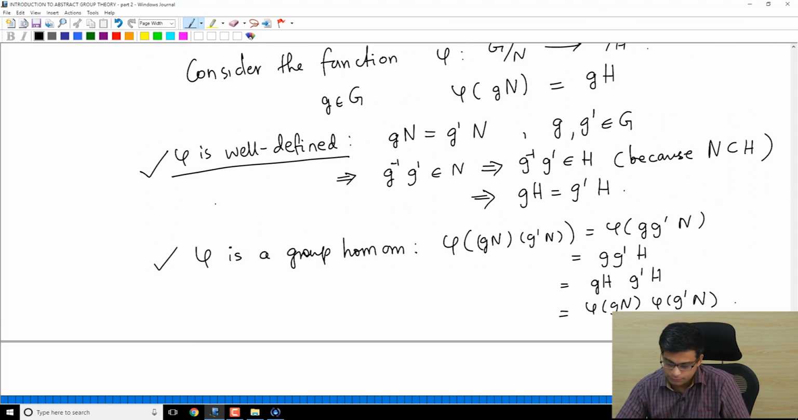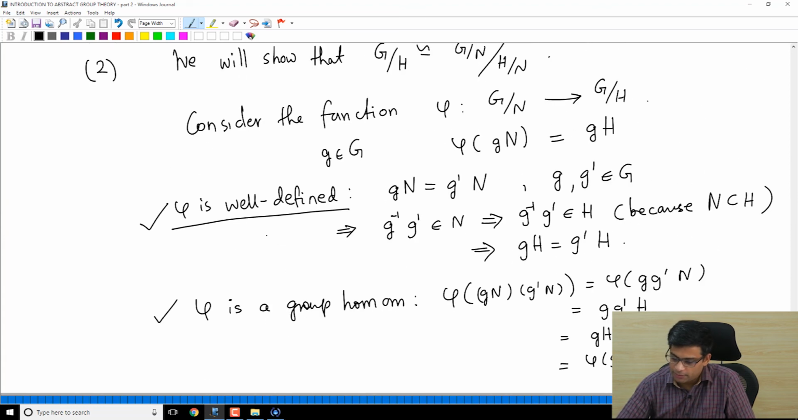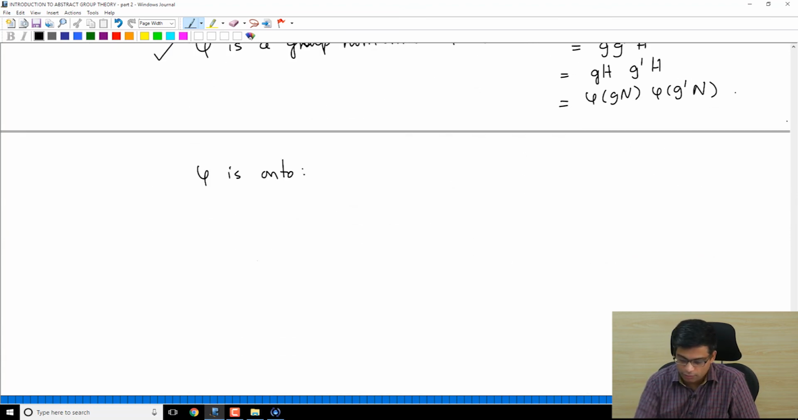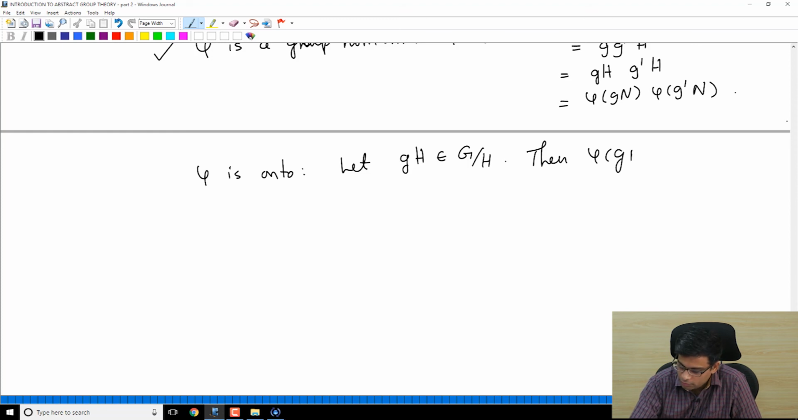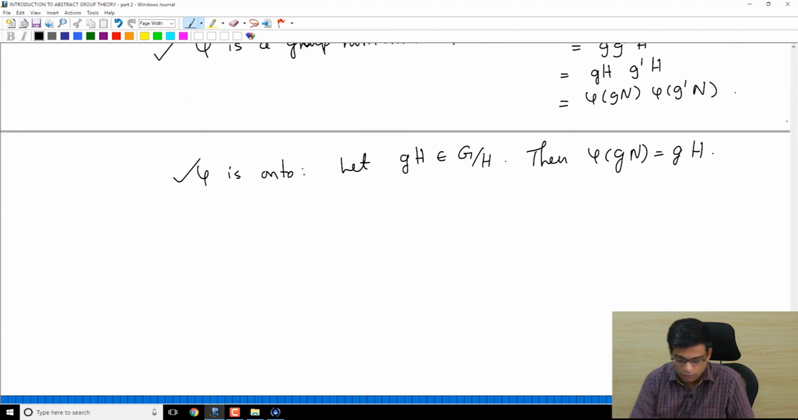What is the image of φ? I claim φ is onto. Why? φ is a map from G/N to G/H. So what is an element of G/H? An arbitrary element of G/H is a left coset, right? So it's gH. Then φ(gN) is gH. So you take the same element small g, gN maps to gH. So φ is onto, right? This is trivial. You take a coset, it's certainly the same element times N maps to it. So it's onto.